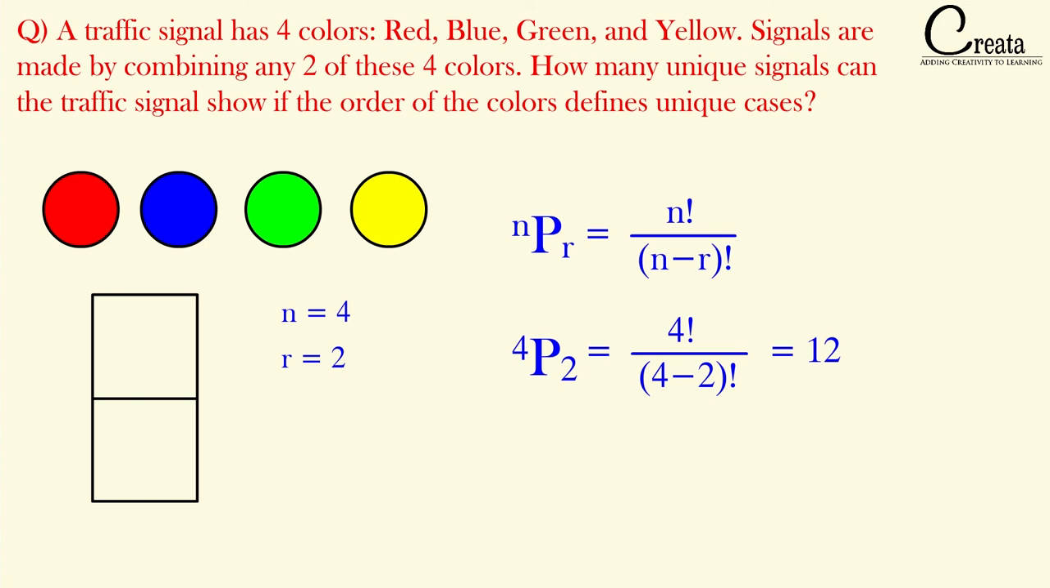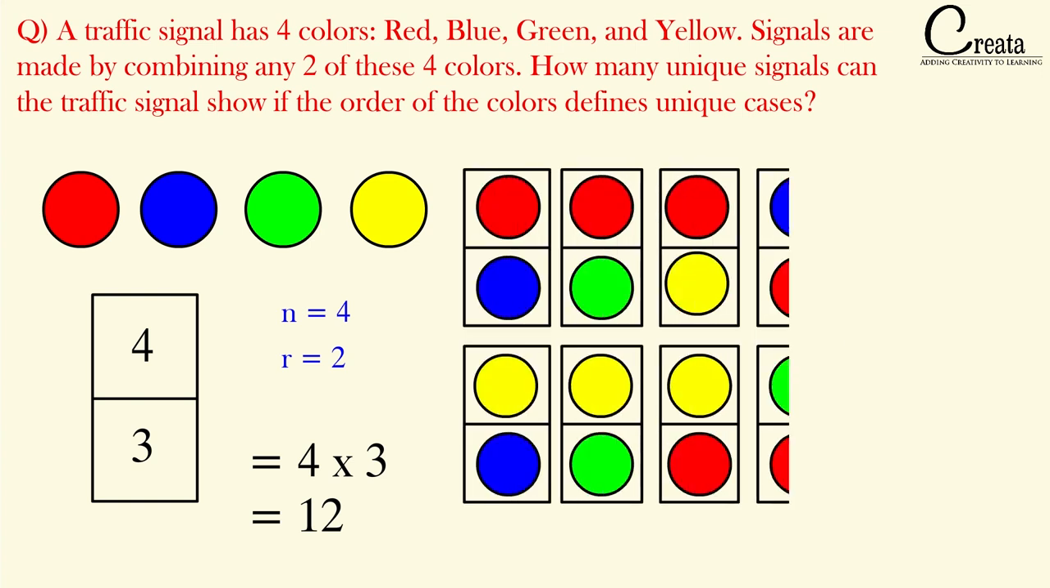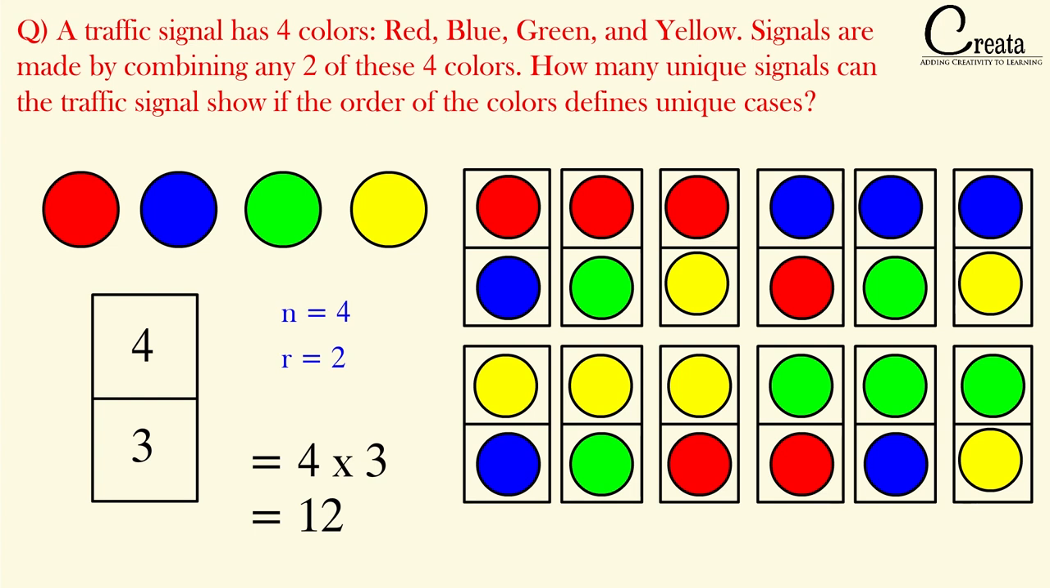We can also solve this question with the help of the fundamental principle of counting. That is, we have 2 slots. In the first slot, we can put a total of 4 colors. In the second slot, we can put only 3 colors. Why? Because one color has already been consumed in the first slot. So we got our answer as 4 into 3, that is 12 unique arrangements. These are the 12 unique arrangements that we can form using these 4 colors.